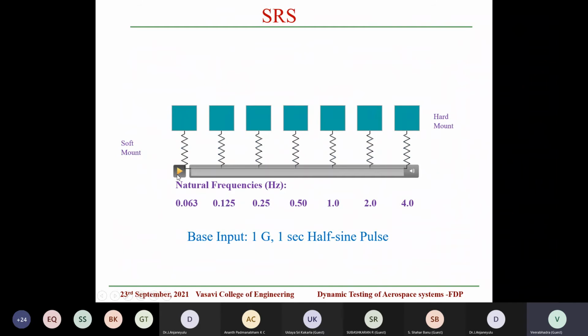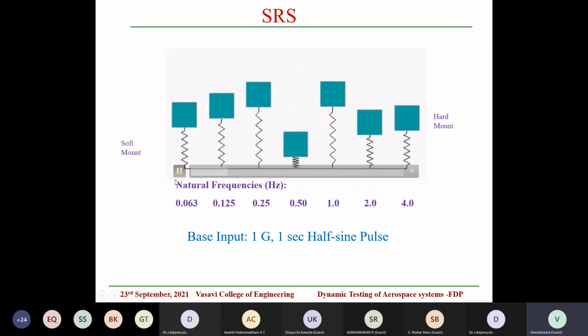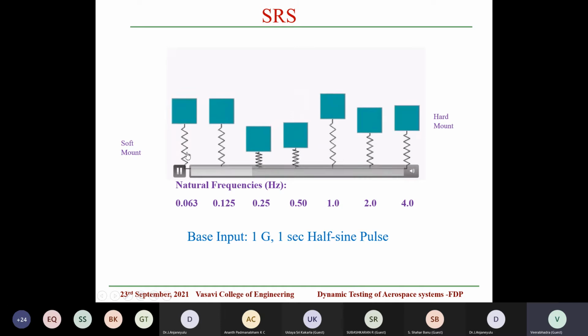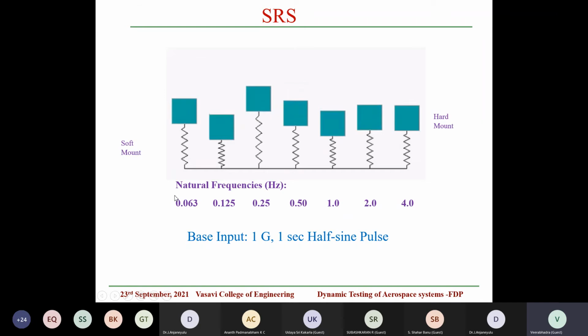Suppose, like the vibration spectrum, it is segregated into a number of single degree of freedom systems, and now we input some shock to this. You can see how each system responds. One system may respond more, another may respond higher. Whatever the amplitude of the system at its natural frequency is, it is plotted versus its natural frequency. So if you plot that, you get a shock response spectrum.